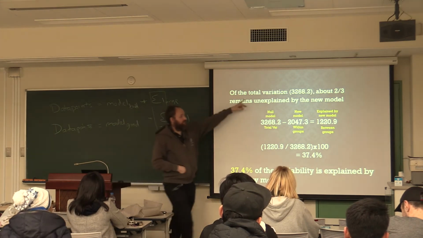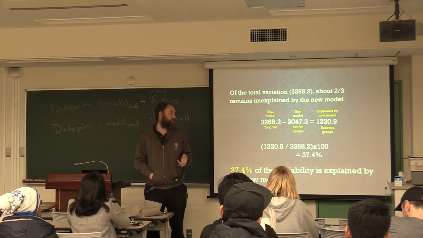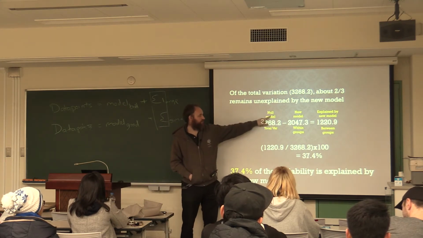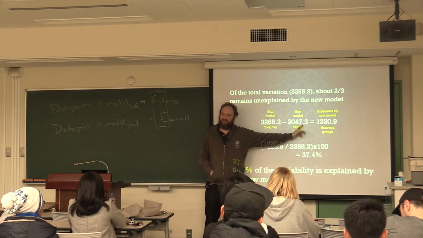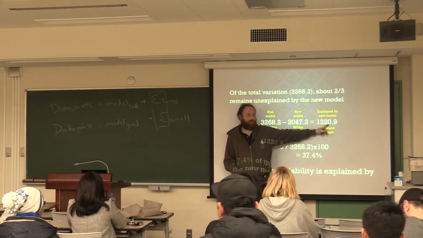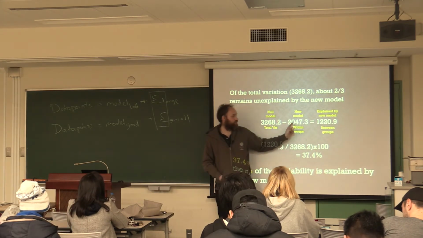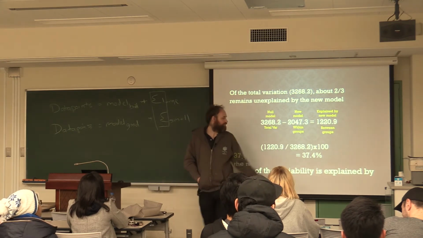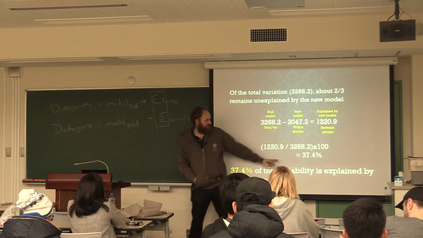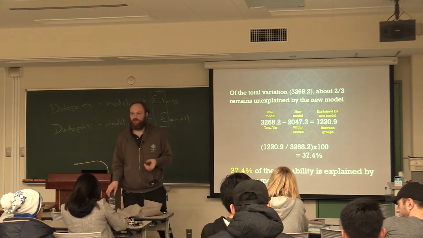So the total variation is 3268. About 2/3 of that variation is not explained by the new model, but about 1/3 is. And I'll go through the math here. 2368, this is our null model, minus 2047, this is our new model. So this much is explained by the new model, this 1221. And this is not explained by the new model. So take that 1221, divide by 3268, and that gives you 37%. So the new model explains about 37% of the variation.